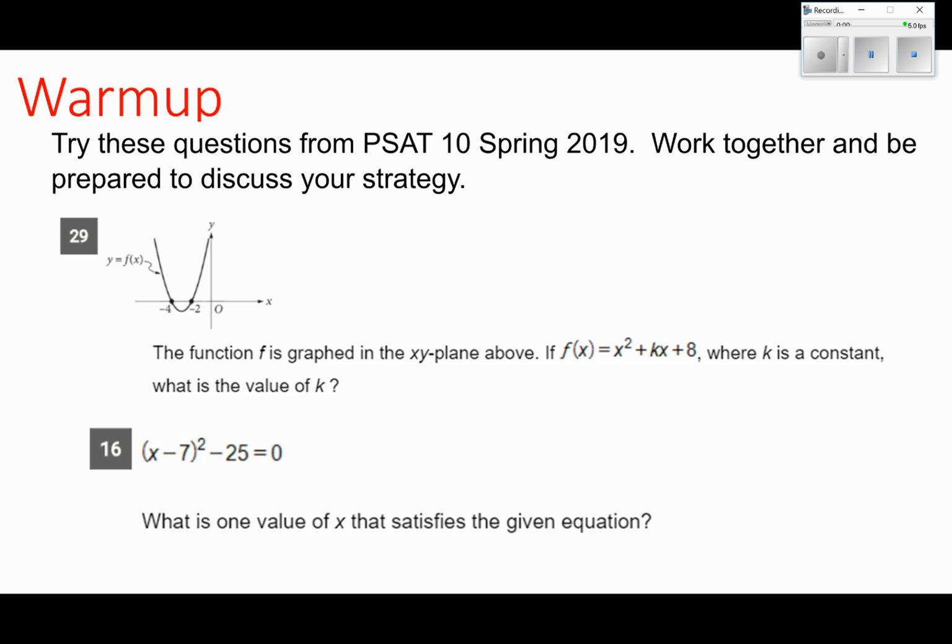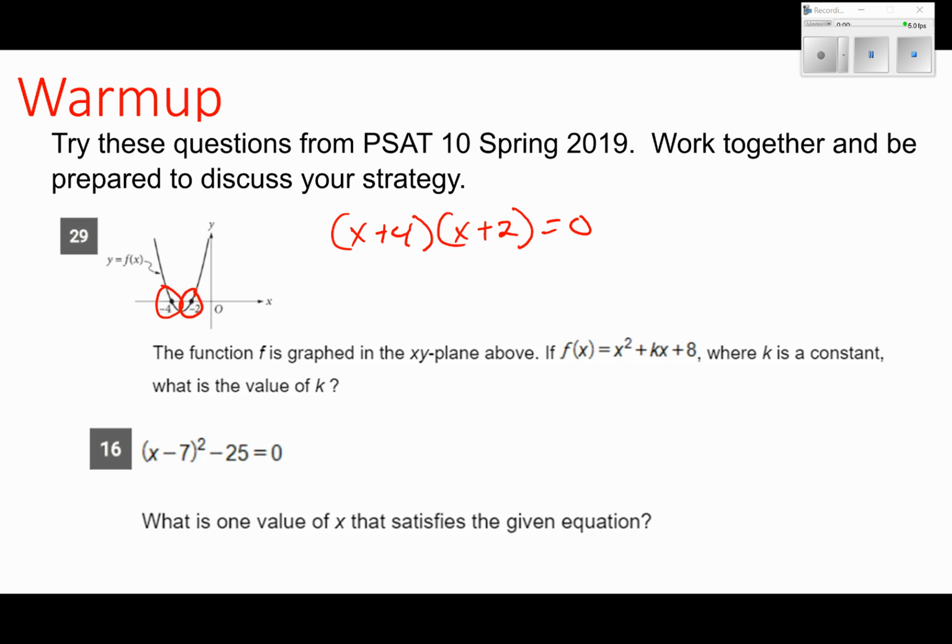All right, if we were to solve these two, number 29 says the function f is graphed in the xy plane. If x squared plus kx plus 8, where k is a constant, what is the value of k? Well, I can look at these and I see my intercepts are here at -4, -2. So I know that I can create a binomial that looks like x plus 4, x plus 2 equals 0. If I know those intercepts, I can create those binomials.